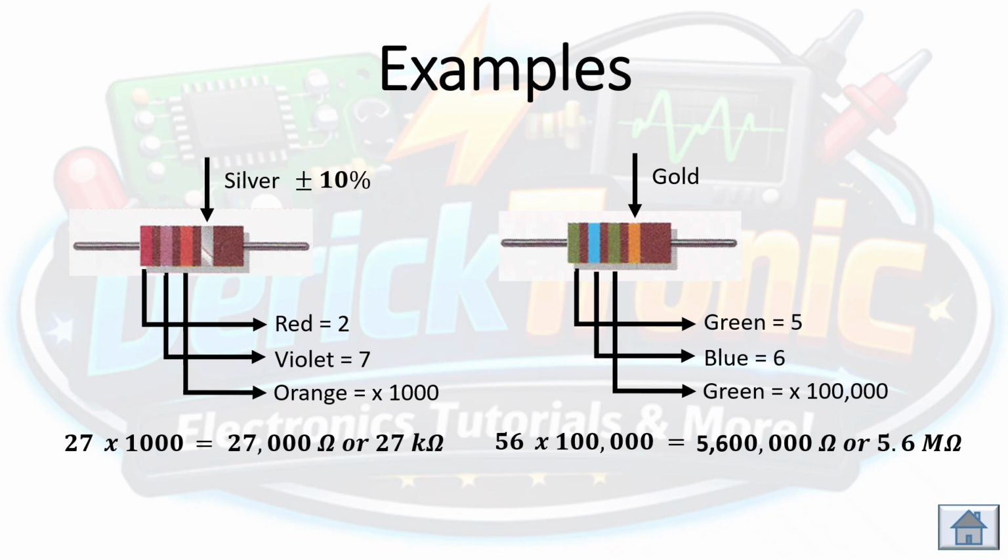For the tolerance, we have gold as the last color. This color is plus minus 5% according to the color code table. So we have the tolerance plus minus 5% and the nominal value as 5.6 mega ohms.